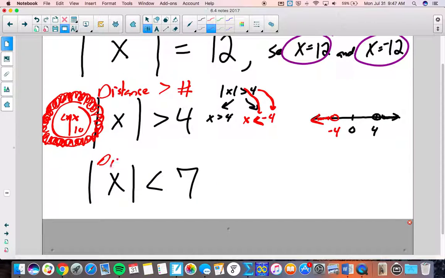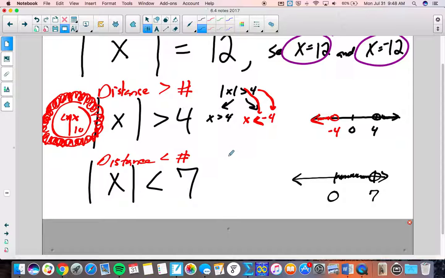Here the distance is less than some number. We want to be close. And in this case, because there's nothing else inside of this, it's with respect to 0. But when we start multiplying or dividing or adding and subtracting things to the x within the absolute value sign, it complicates things a little bit. So on the number line, what are numbers that are less than 7 steps from 0? Well, 7 is too far. But anything just inside of that, 6.99, is less than 7 full steps to 0.